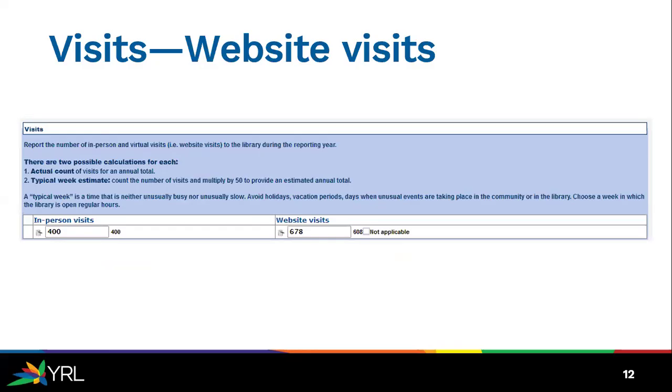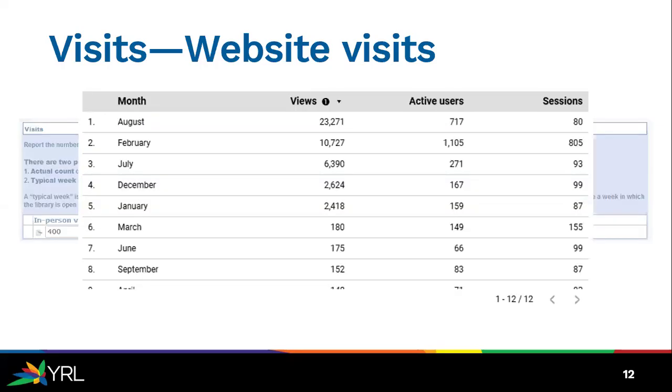Okay, so this section, visits, asks about visits to your library. So you would collect your in-person visits, but we do collect visits to your library website. And you can find those from the link on the annual report intranet page. So the data in these tables, this is what it looks like when you go to that link. The data in these tables is pulled from Google Analytics.